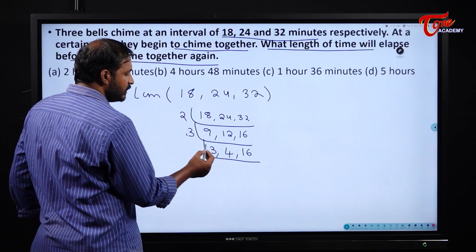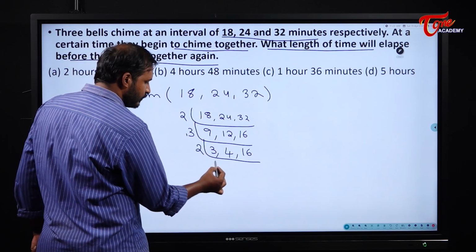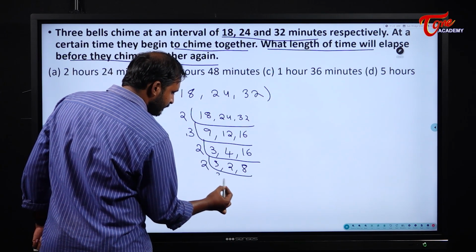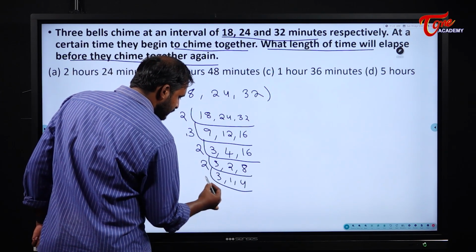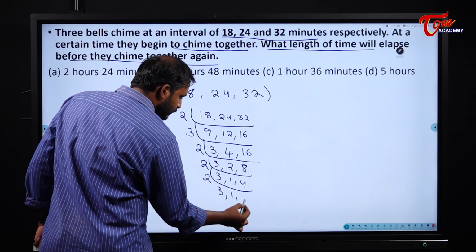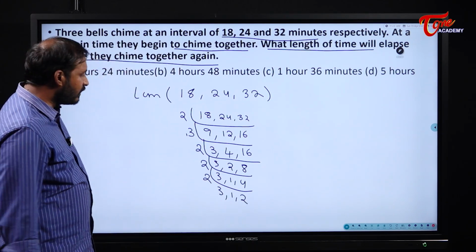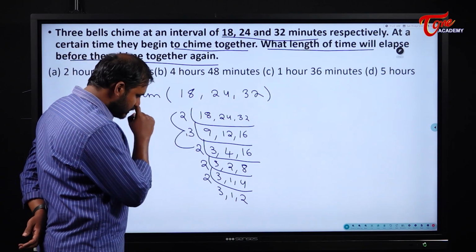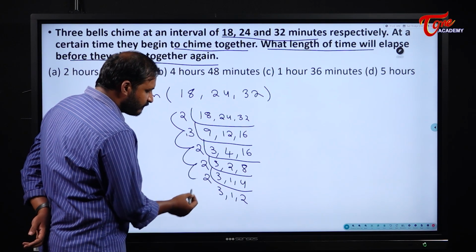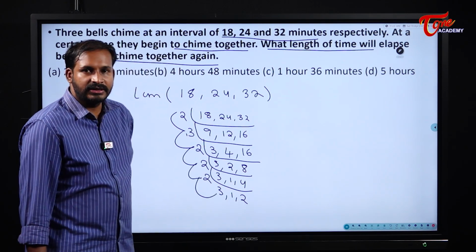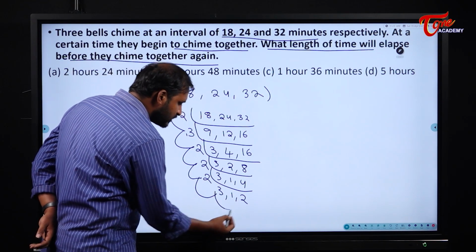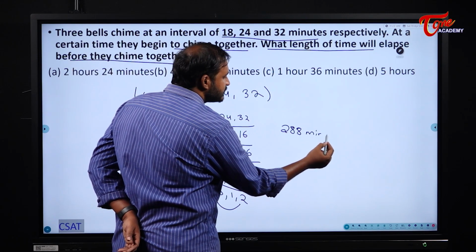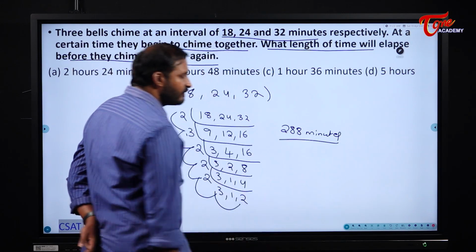Next, you can go with the 2 table or 4 table, it is up to you. For your better understanding, I will go with this only. Next 2 table, 3, 1, 4. Next 2 table, 3, 1, 2. Okay, so what will be my LCM in this case? 2 3s are 6, 6 2s are 12, 12 2s are 24, 24 2s are 48, 48 3s are 144, 144 2s are 288. That means after 288 minutes, they all will chime together once again.